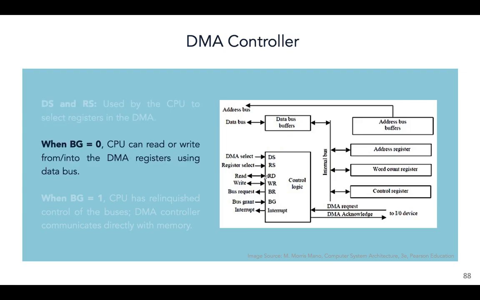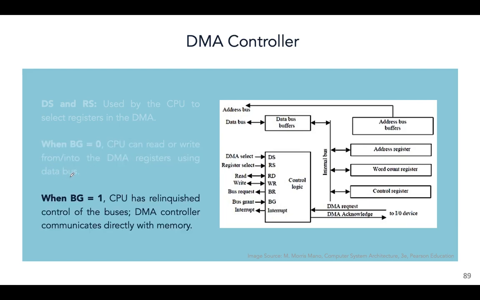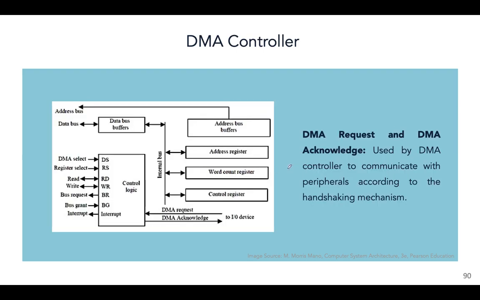Now when BG is equal to 0, that is when bus grant is 0, the CPU can read or write from or into the DMA registers using the data bus. When BG is equal to 1, the CPU has relinquished control of the buses, and then the DMA controller communicates directly with memory.